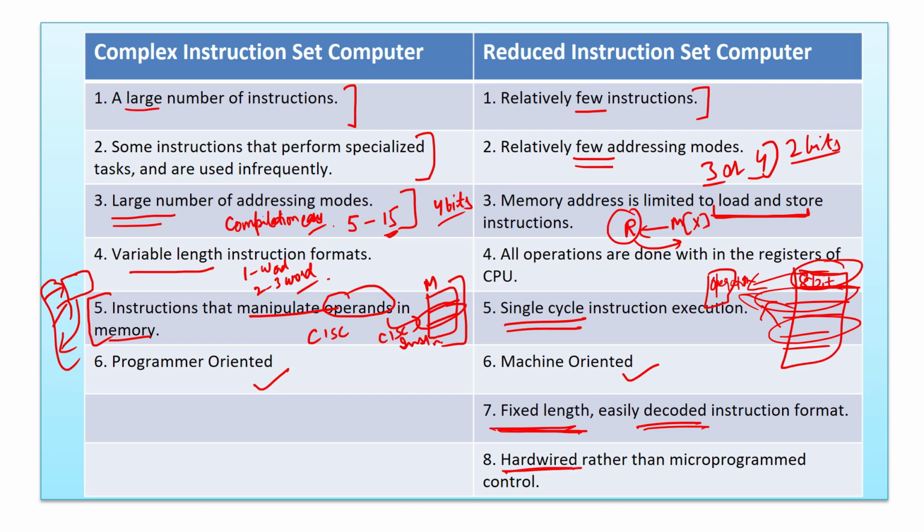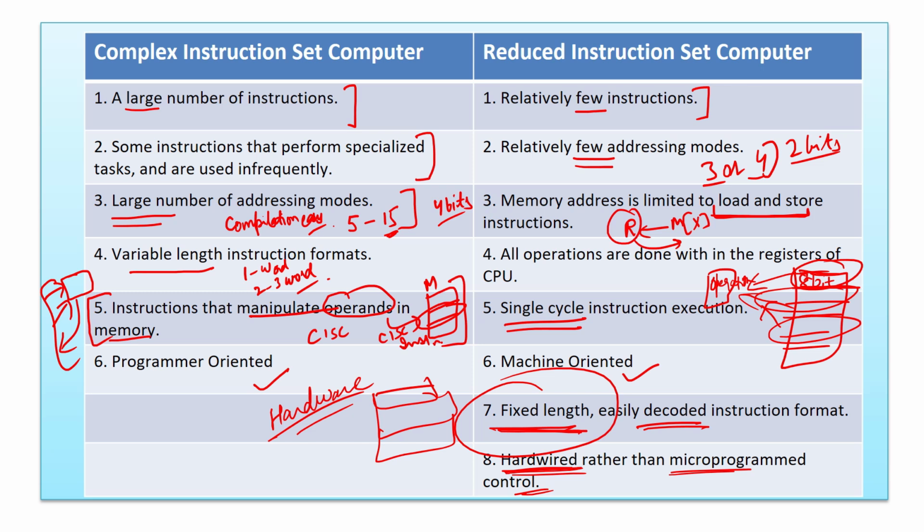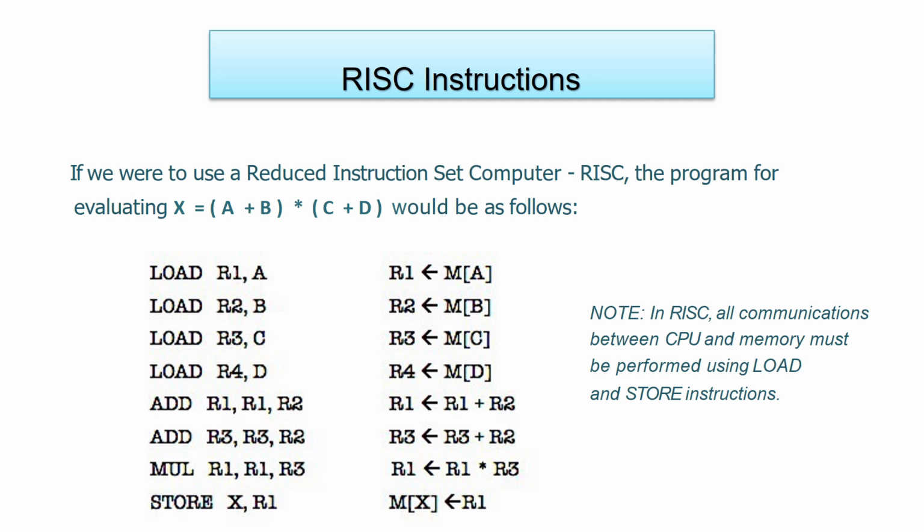Reduced instruction set computer is hardwired rather than microprogrammed. Why? Because of fixed length and all the instructions being solved in a single cycle, we can directly build the hardware which can perform this operation as it is, and that operation as it is. So it is hardwired and hardware oriented rather than microprogram controlled. An example of a RISC computer program can be seen below. So I want to do the operation X equals A plus B into C plus D.